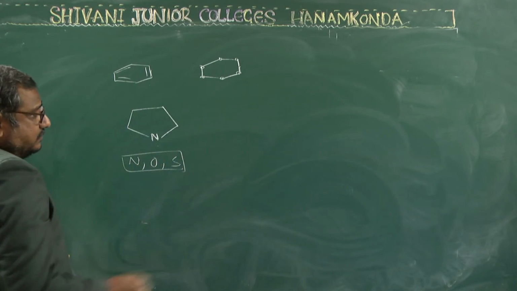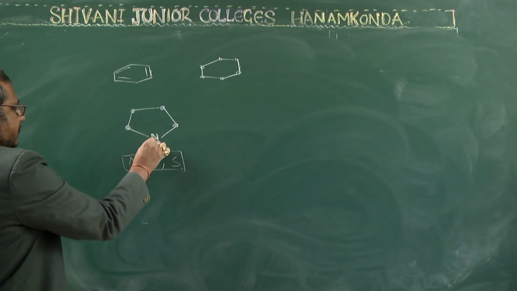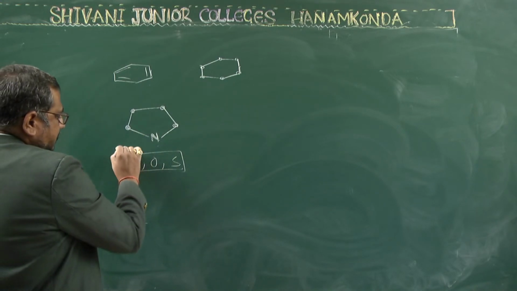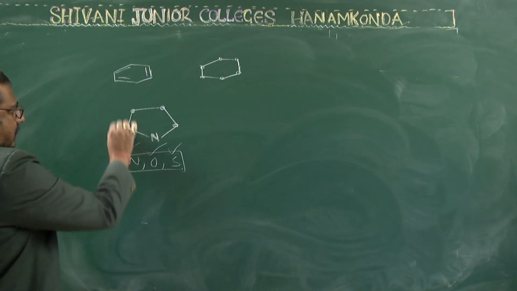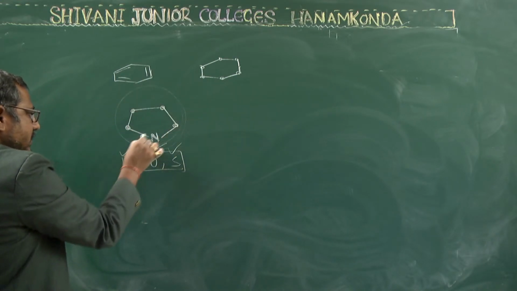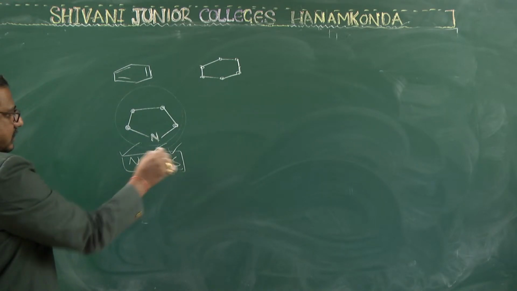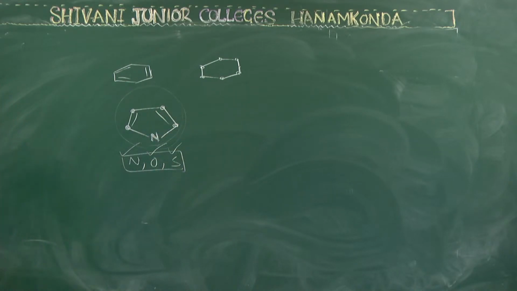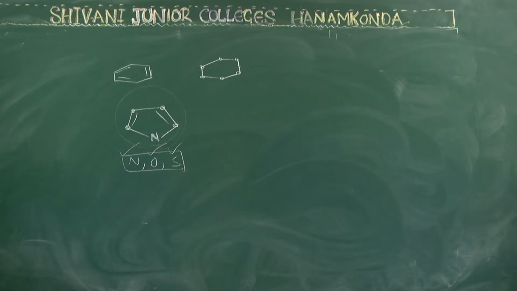Hetero means, carefully observe, a heteroatom is present in the ring, other than carbon atom. Other than carbon atom is heteroatom. Generally heteroatoms are nitrogen, oxygen or sulfur. If the heteroatom is present in the ring itself, nitrogen, oxygen or sulfur, and alternate double bonds are there, that is aromatic heterocyclic. Now I am doing non-aromatic heterocyclic amino acid.